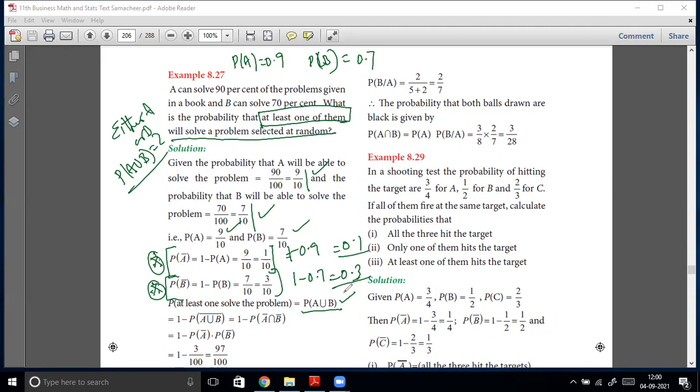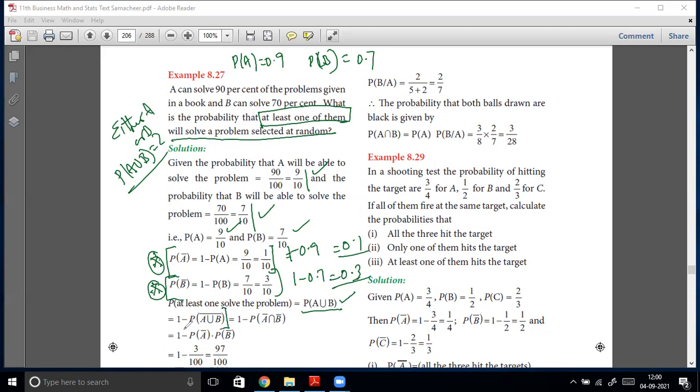So which one you translate into set language is very important. Otherwise, you will do everything wrong. Now, what is telling? At least one of them can solve the problem is P of A union B.